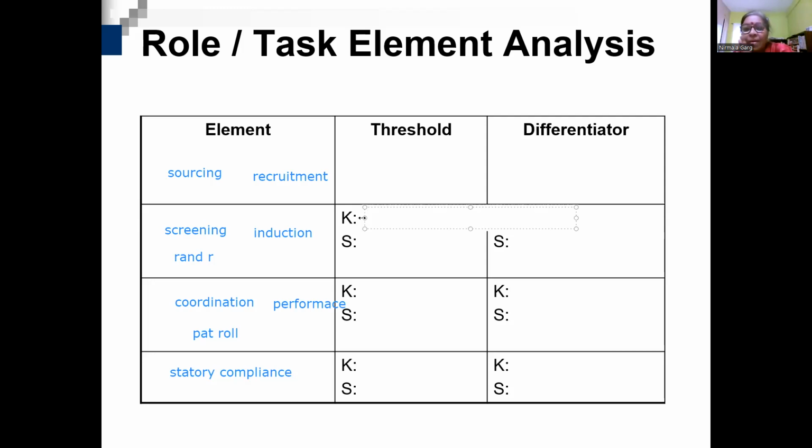Guys, I'm going to send you this PPT also, not to worry. I'll give you in detail. Tell me what is the knowledge required for sourcing at a threshold level. Data management, yes. Understanding the profile. Knowledge of data management, knowledge of portals, right? Yes, knowledge about the portals.